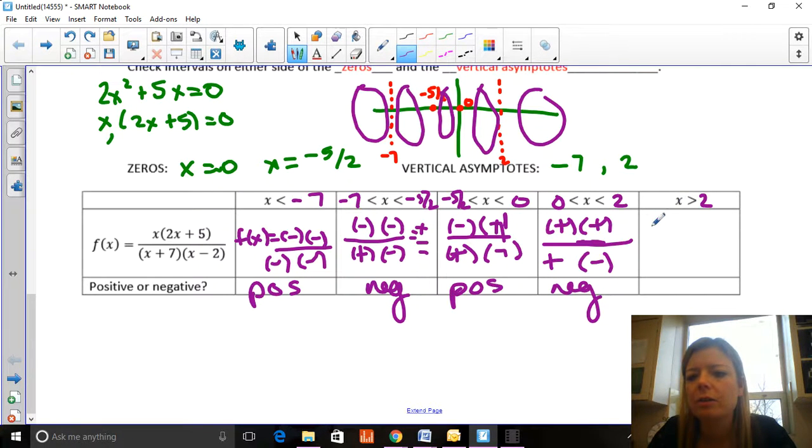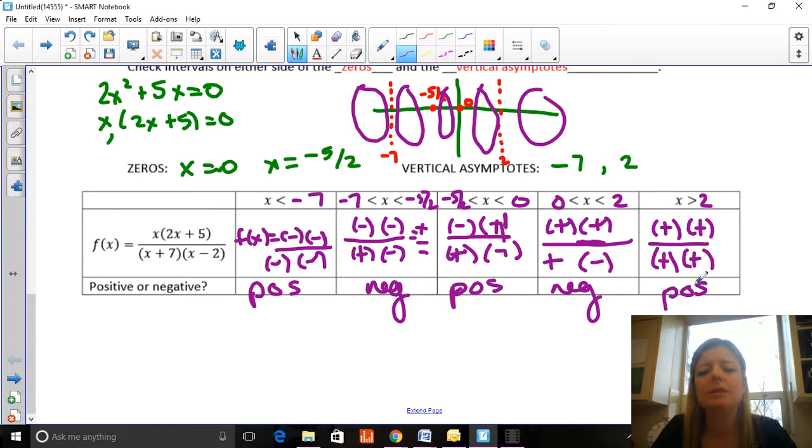And then greater than 2, all four of these factors are positive. Hopefully that makes sense to you. So that interval is positive. In this example, it goes positive, negative, positive, negative, positive. So you might say, well, if the first one is positive, Mrs. Weeds, can't I just follow the pattern? No, rational expressions are not that predictable. So you actually have to go through and test all of the intervals.